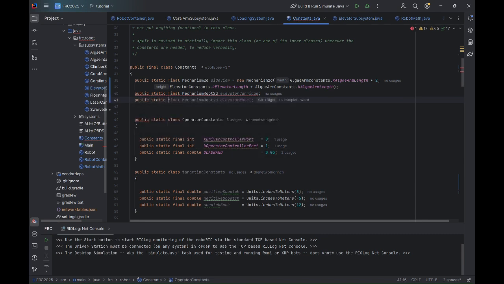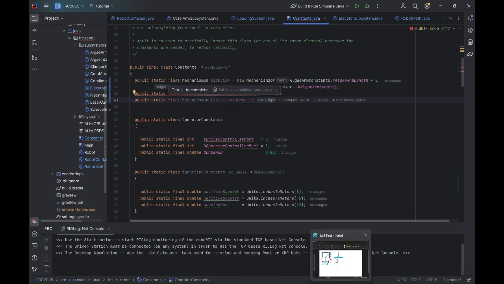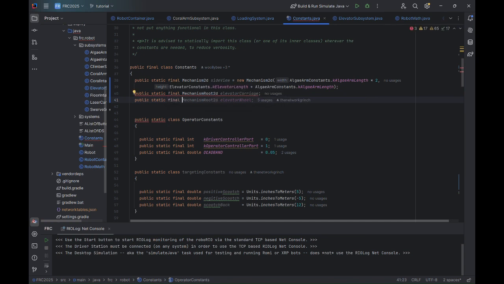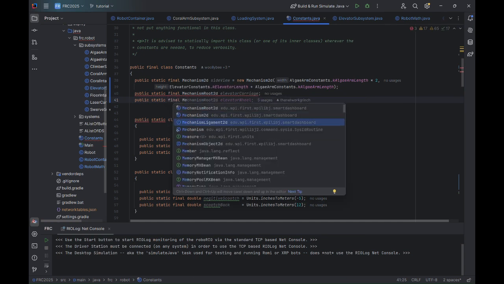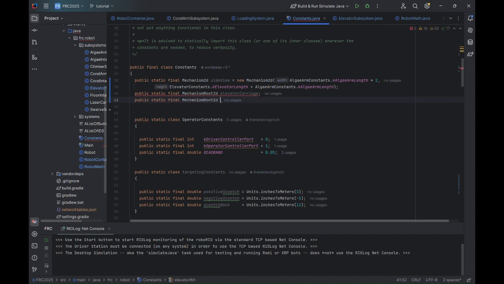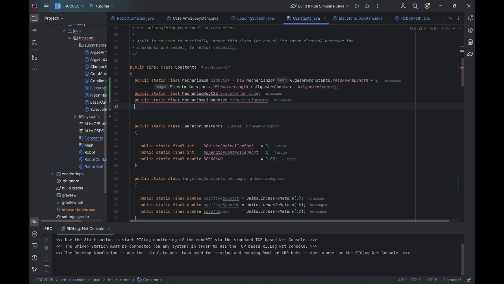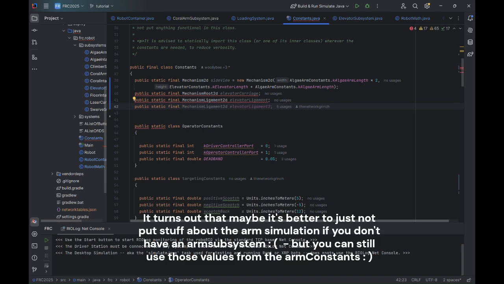And next is the ligament, which is, let's do the elevator first. And this one should be ligament 2D. No. Let's call it elevator movement. And our arm. Yeah, I'll just create one for the arm, because usually the robots have like elevator and arms.